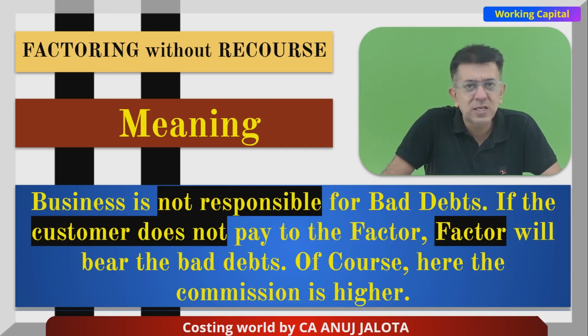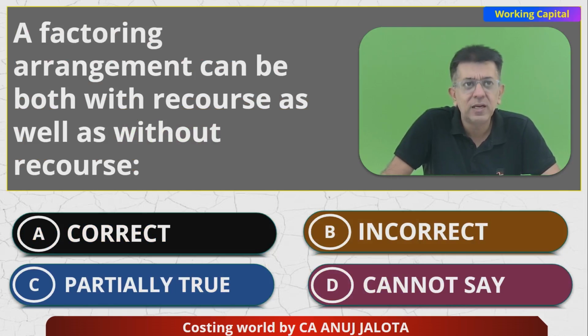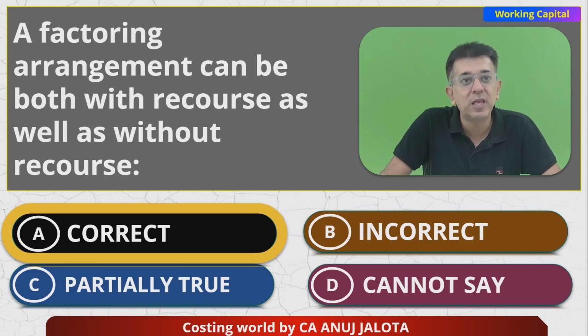So this statement, I guess, is totally correct. A factoring arrangement can be both with recourse as well as without recourse. Yes, this statement is absolutely correct. So the answer should be A over here.